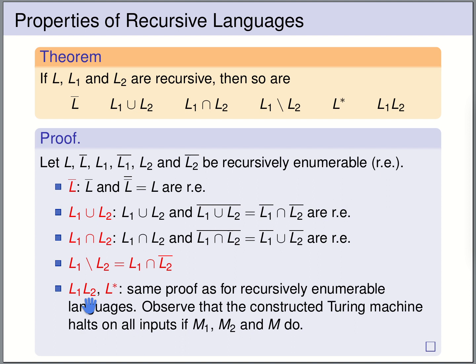Now, if we have Turing machines that always reach a halting state, then this construction will also always finish the computation. So the constructed Turing machine that we've used for the concatenation and the Kleene star will always terminate if the Turing machines that we've started from terminate for every input word. So for the concatenation as well as the Kleene star, we have a Turing machine that terminates for every input word. That means that these languages are recursive again.